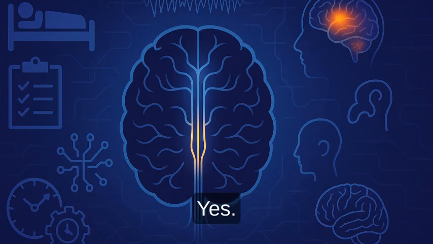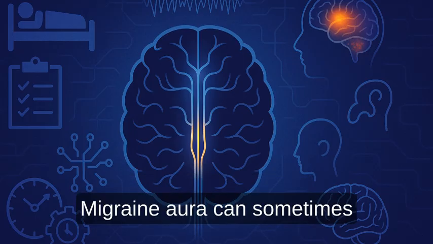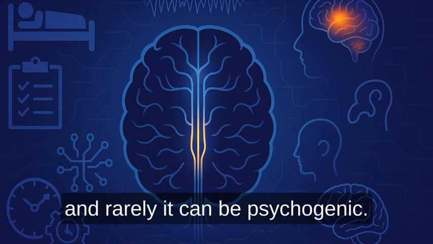Seizures and migraine too. Yes, seizures can cause temporary aphasia, ictal or postictal. Migraine aura can sometimes include transient aphasia, often Wernicke-like, and rarely it can be psychogenic.